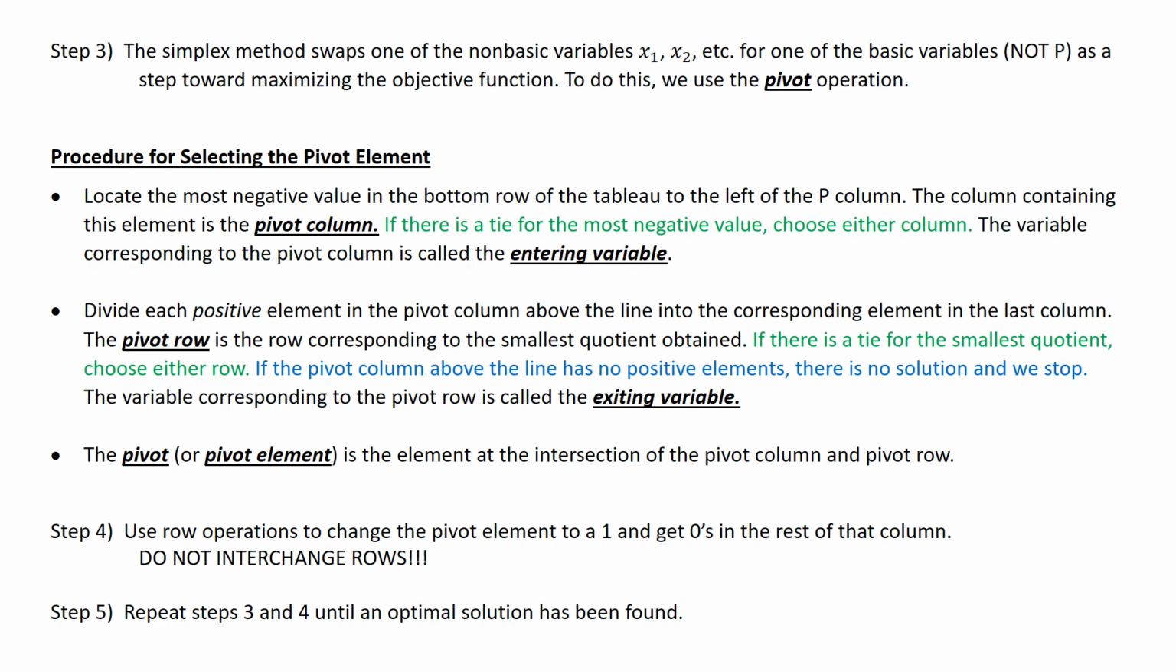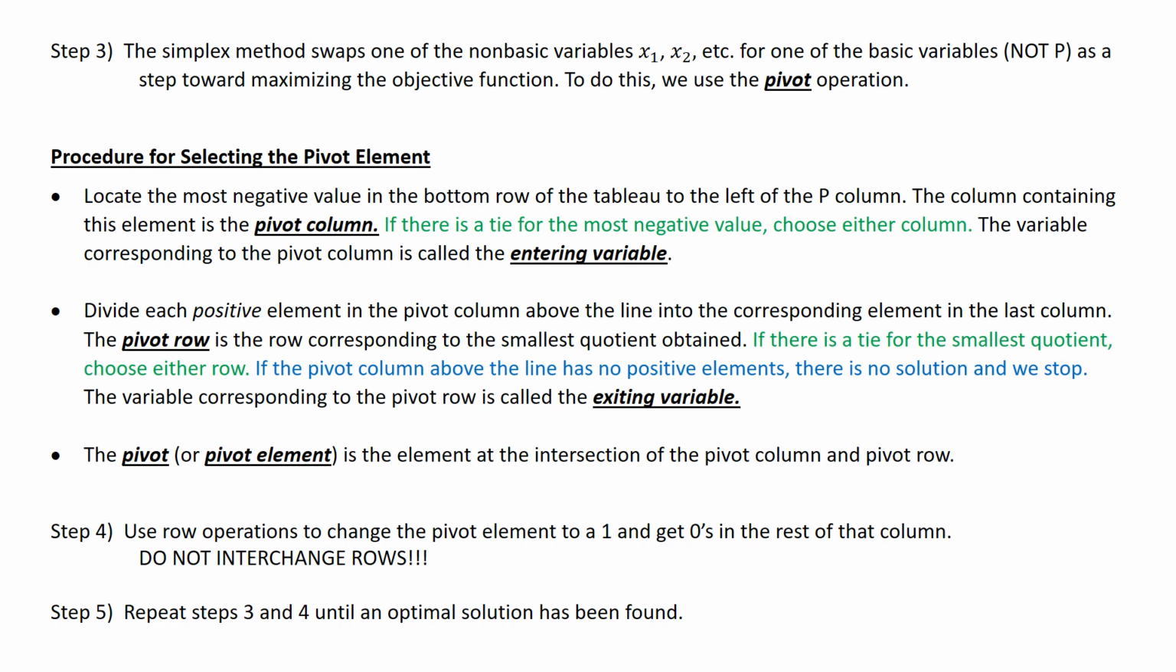So we're going to have to use a pivot operation. To do this, we first select the pivot element, and we do that by selecting a pivot column and a pivot row. So we're going to locate the most negative value in the bottom row of the Tableau to the left of the P column. The column containing that element is the pivot column. Now, sometimes you may have a tie for the most negative value. In that case, choose either column you want to. The variable corresponding to the pivot column we call the entering variable.